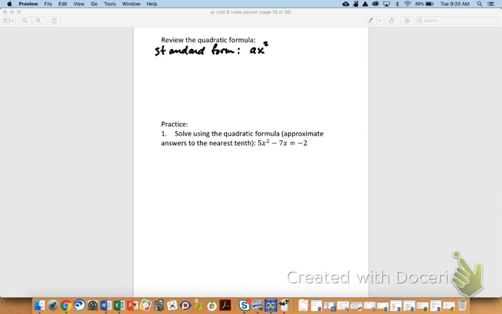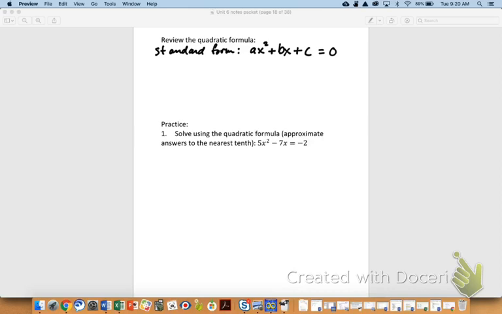Plus bx plus c equals 0. Remember doing this? Yeah. We've done this over the course of the last month and a half. We've done this almost every day. So ax squared plus bx plus c equals 0. This is standard form.